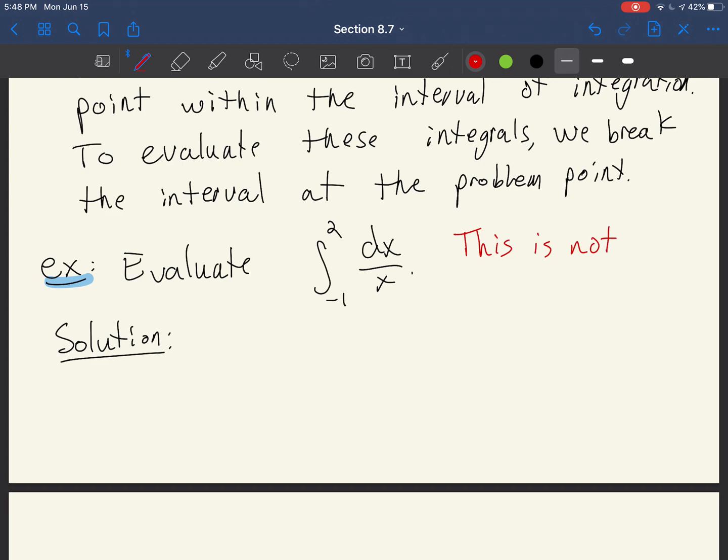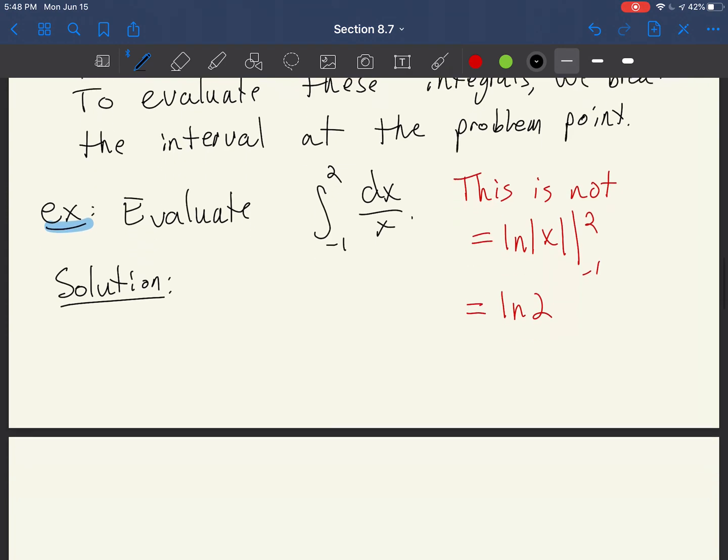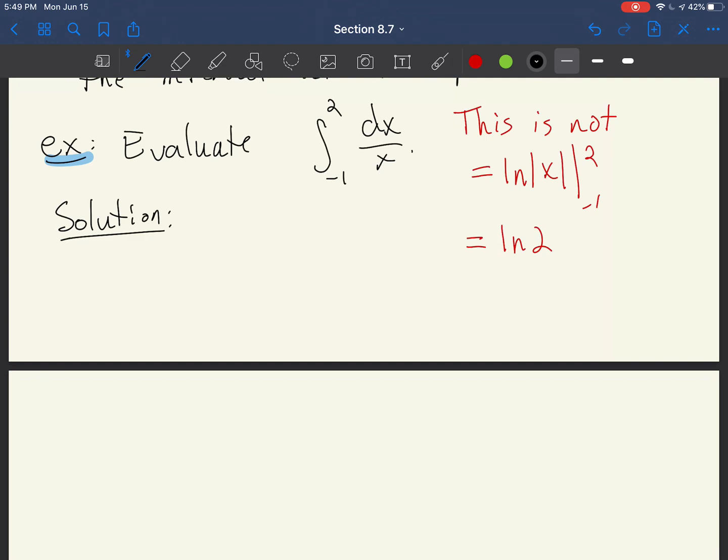So it's very important to note that this is not equal to natural log absolute value of x evaluated from -1 to 2, which is natural log of 2 minus natural log of 1, which would be 0. So this is not how you do this. It's very easy to look at this interval and go, oh, I can just immediately integrate it, done, and not think about the fact that it's improper.